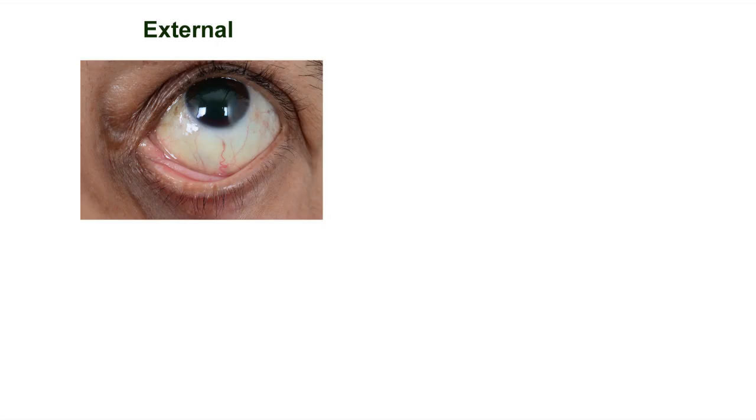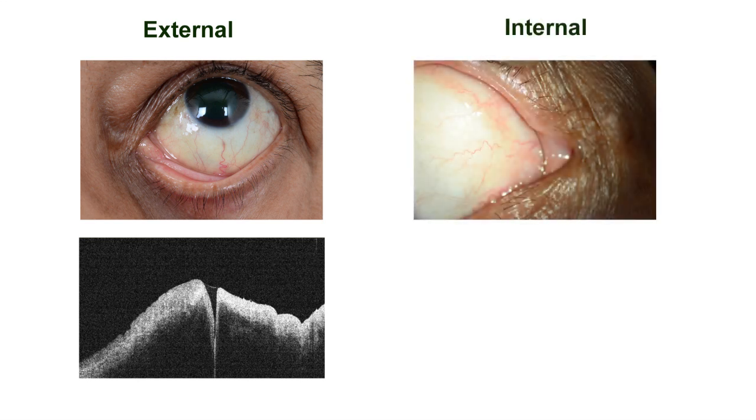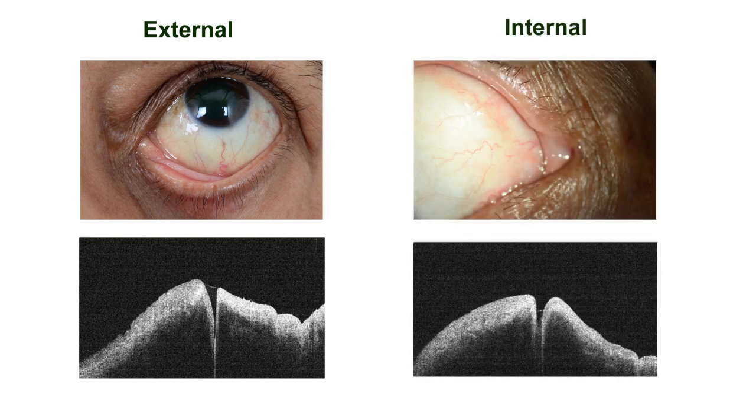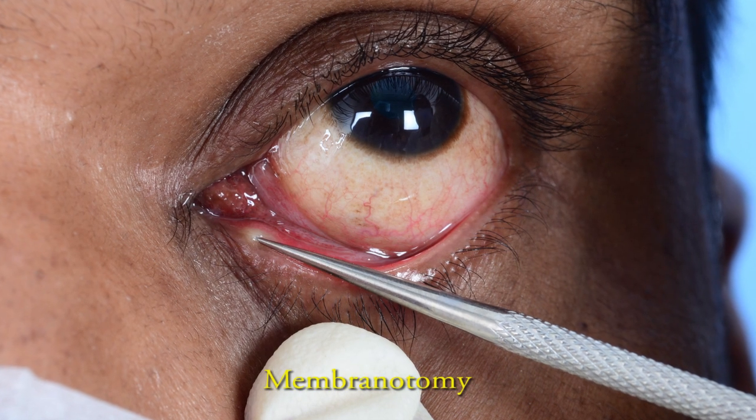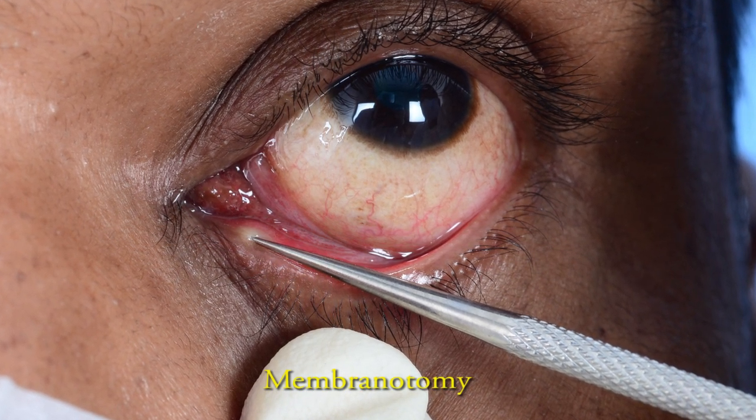Incomplete punctal canalization is punctal dysgenesis with membranes. It can either be external, where a membrane covers the external surface, or internal, where a translucent membrane is present at the punctal entry with blurred punctal margins. Membranotomy with a punctal dilator is successful in management of this condition.